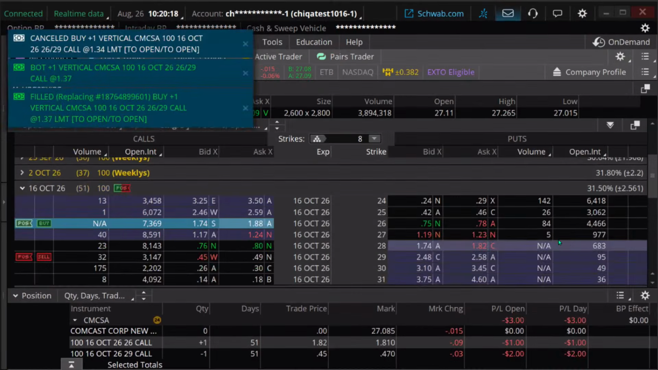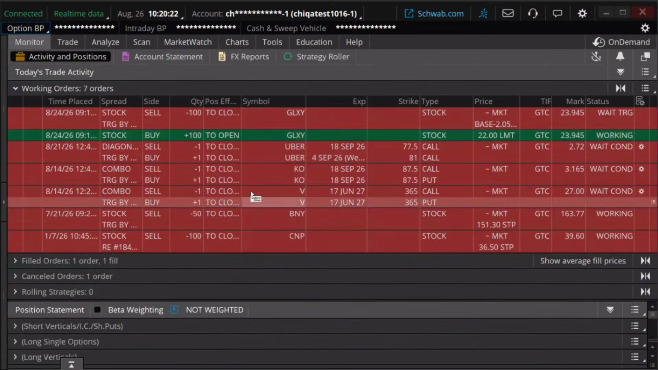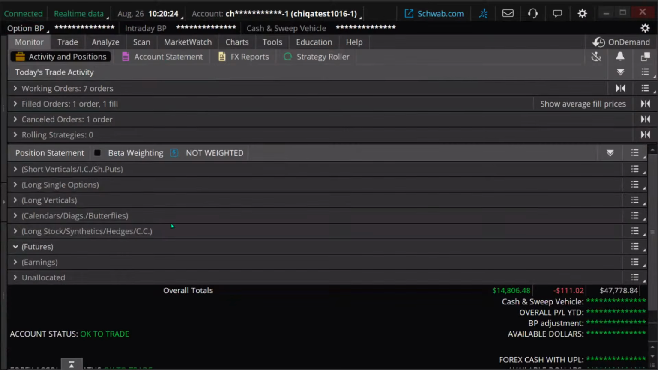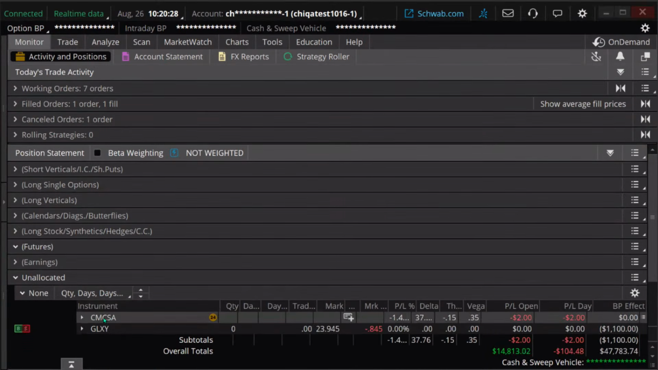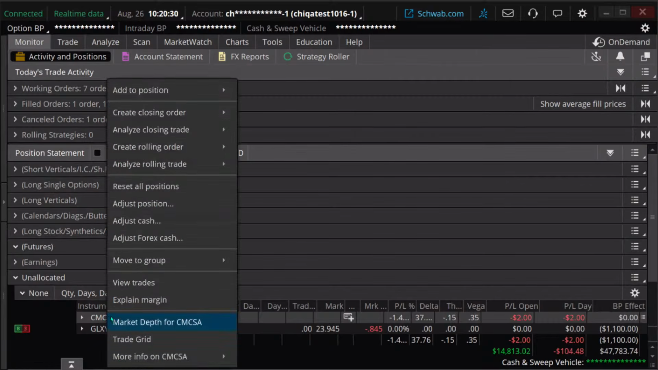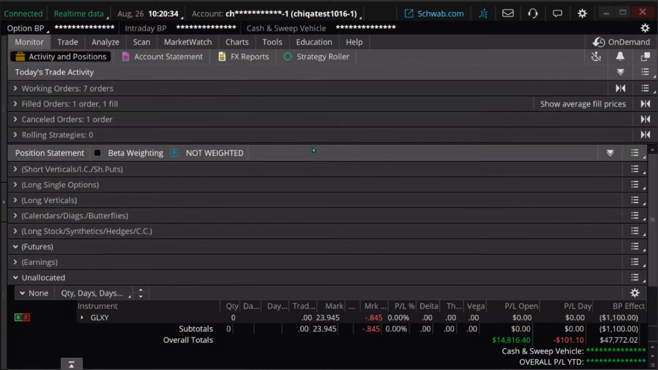And then if I send that, there we go. Okay. So in terms of management, you guys are probably familiar with this: you can add it to a different group by right clicking on it, move to group, and we're going to put this in our long verticals group. Okay, so that's a long call vertical bullish trade.